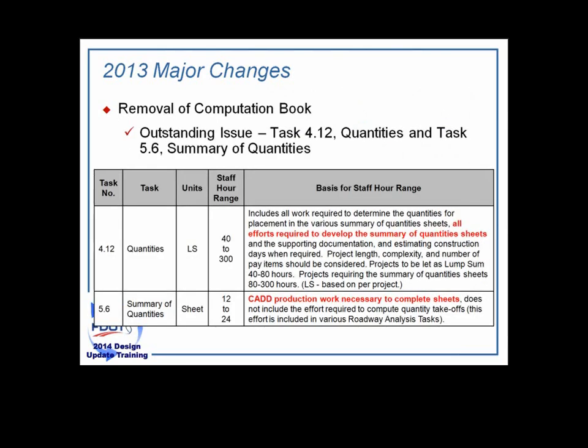So, task 4.12 is intended to include all efforts to develop quantities, such as calculations, developing shapes in CAD, etc. Task 5.6 should only include the hours necessary to produce the summary of quantity sheets in CAD, i.e. creating the tables using DOT CAD software. Staff hour range for this is being reviewed by the roadway task team.